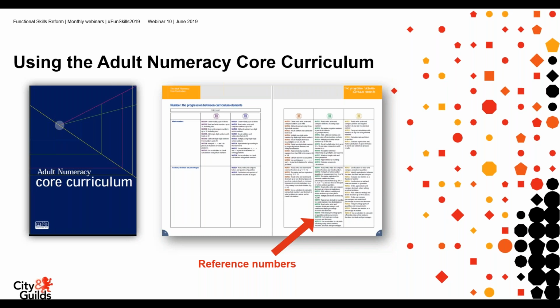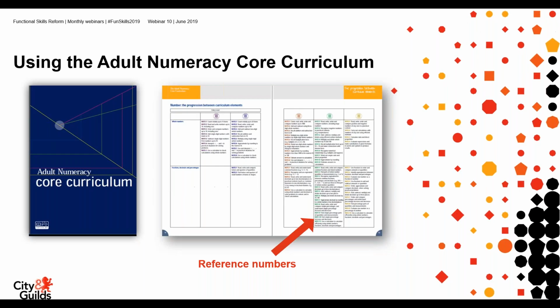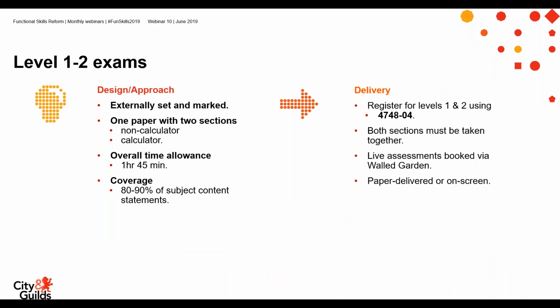Reason really for mentioning it now is that one of the things we're thinking, or we're planning, more than thinking, we're planning to include in the updated mapping grids is the relevant core curriculum references. So moving on to level 1, level 2, sorry, I'm going backwards and forwards now.